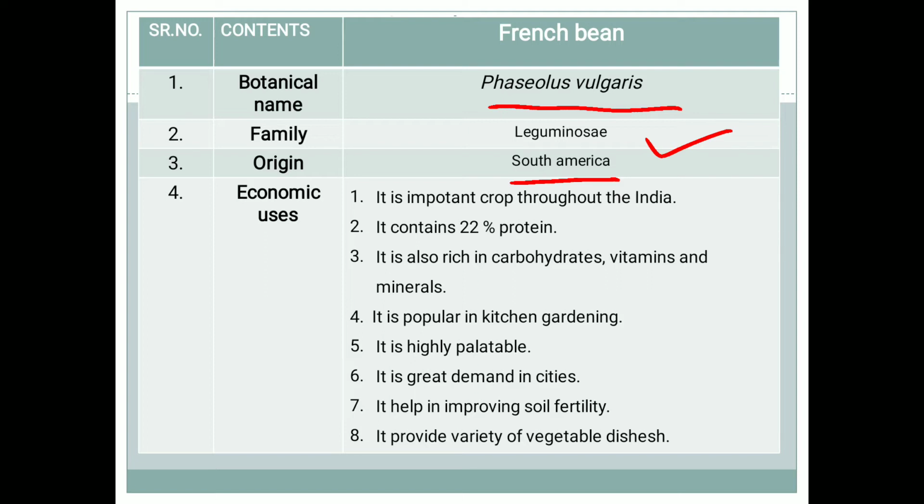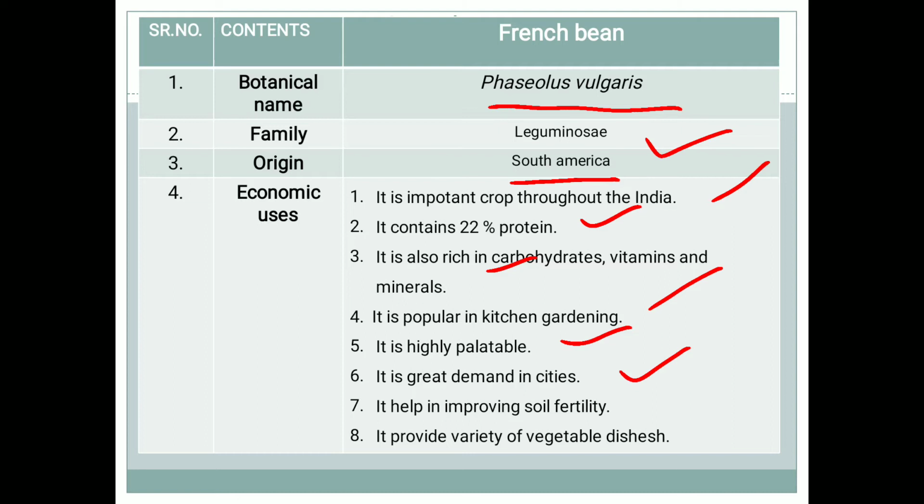Economic uses: the economic uses of French bean are nearly the same as pea, cowpea, lentil and other pulses. It is an important crop throughout India. It contains nearly 22% protein. It is also rich in carbohydrates, vitamins and minerals. It is popular in kitchen gardening, and in Marathi it is also known as paras bean. It is highly palatable. It is in great demand in cities.